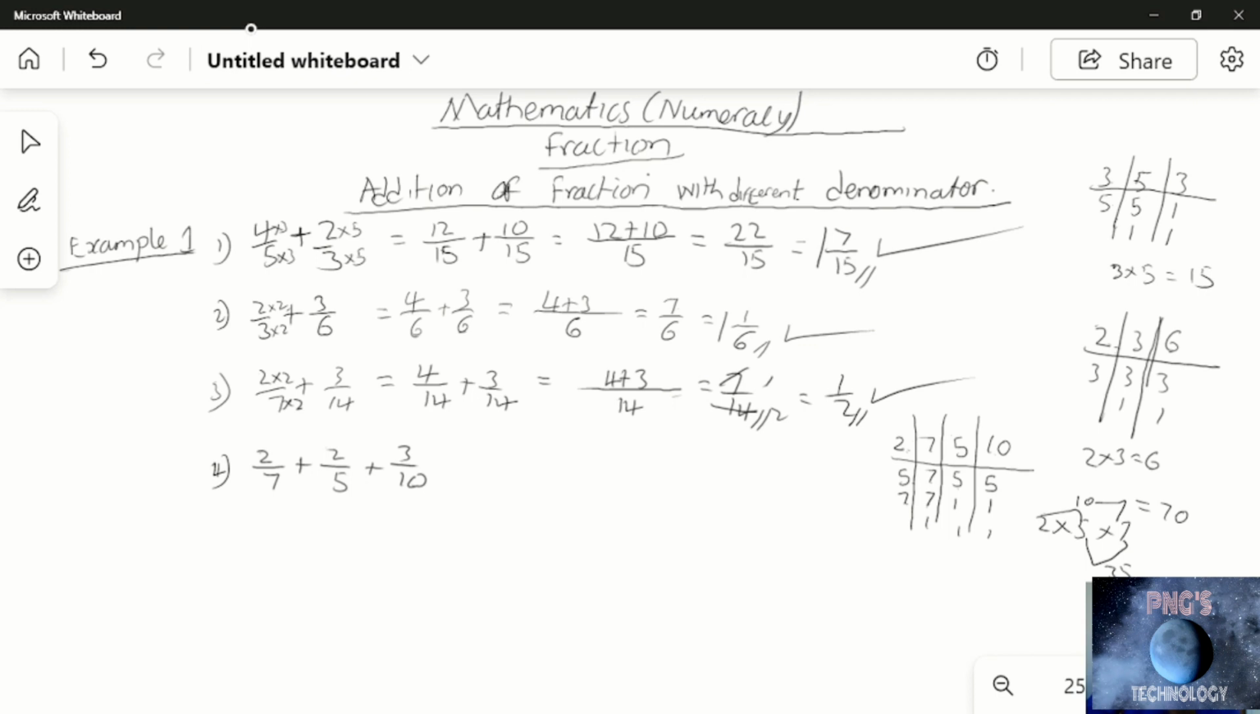So next thing we're going to do here, we'll check them. We'll say 7 times what will give us 70, since our LCM is 70 here. So it's 7 times 10. 5 times what will give us 70? 5 times 14. 10 times what will give us 70? 10 times 7.